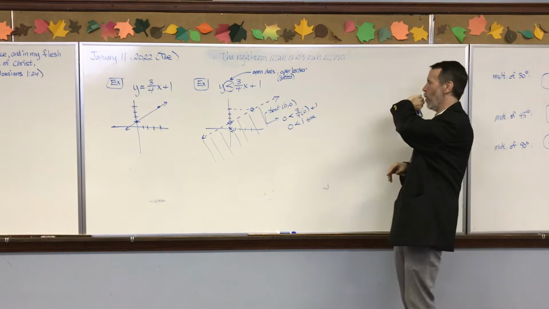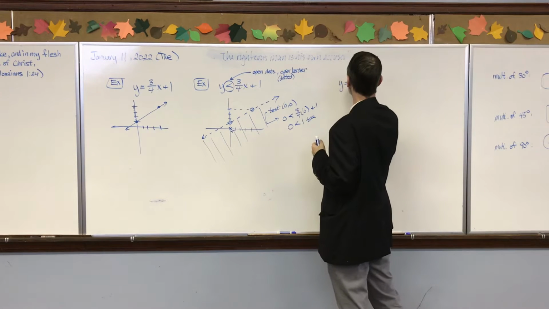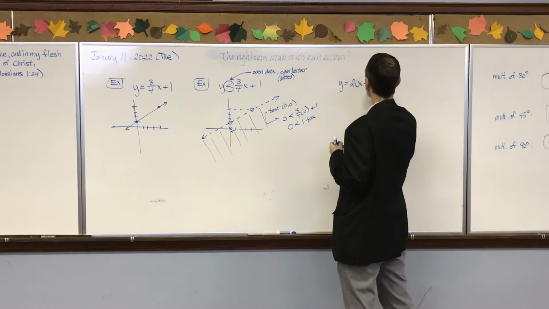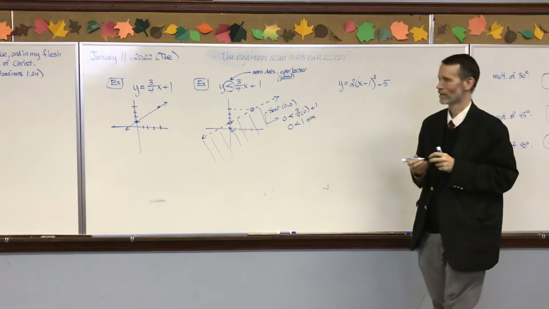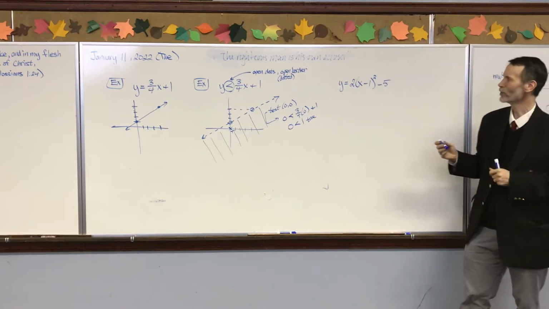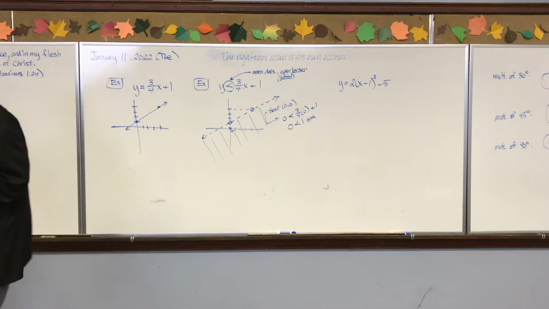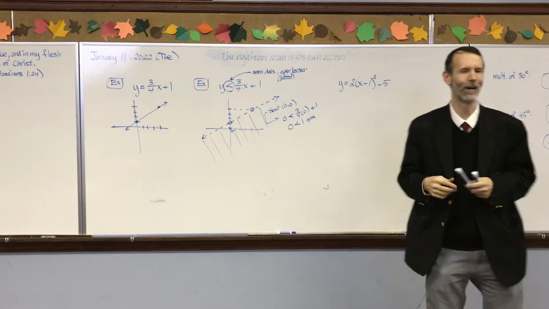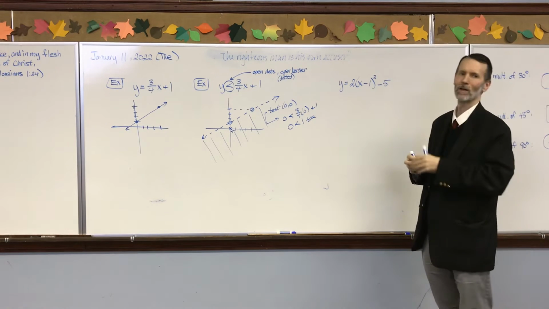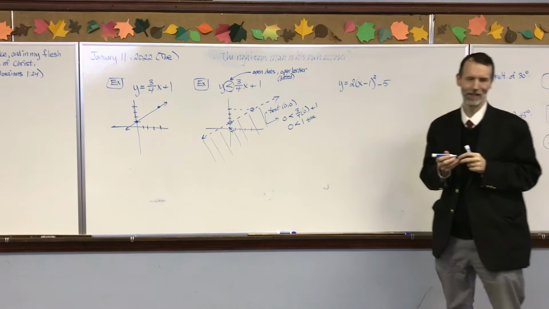All right. Let's see if you remember this. Go ahead and write that down. Y equals 2 parentheses x minus 1 parentheses squared minus 5. Nate, take this one and start. What shape are we talking about? Parabola. How do you know? It's squared, right. Can you tell me what form that's in?